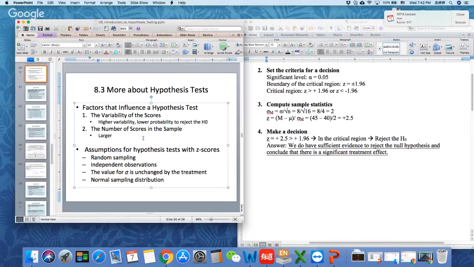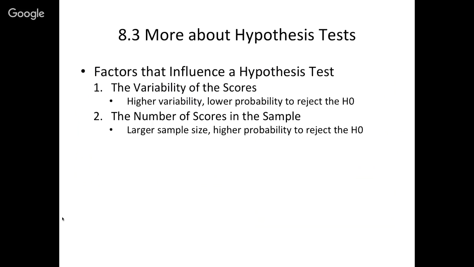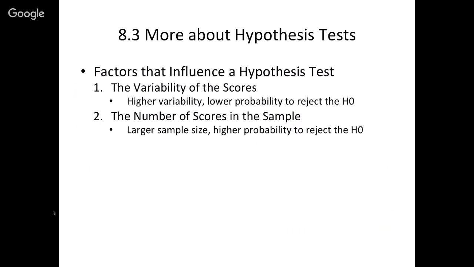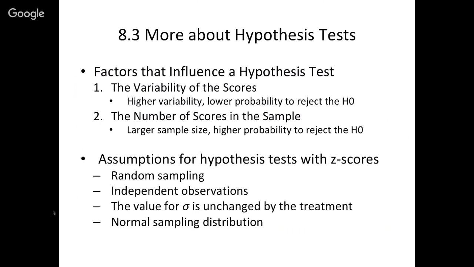Larger sample size, higher probability to reject the H0. Okay. So if you don't remember which one is higher, which one is lower, you can just check the formula and follow what I just did.